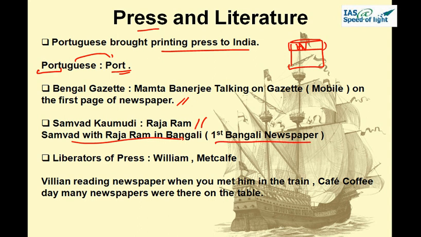Two governor generals which we want to link with the freedom of press were William Bentinck and Metcalfe. William Bentinck was villain Amrish Puri, whom we met in the train in our story, and you can see when you met him he was reading the newspaper. He is fond of reading newspaper. So press with newspaper. Metcalfe we have already linked in Cafe Coffee Day. Whenever you go to Cafe Coffee Day, on every table you will find many newspapers. So Metcalfe and William Bentinck.